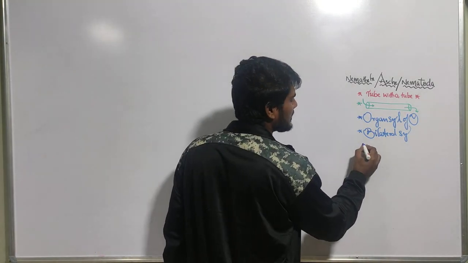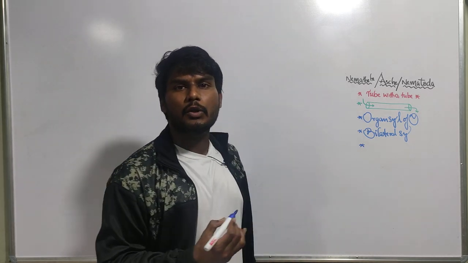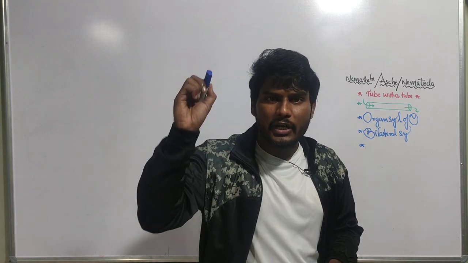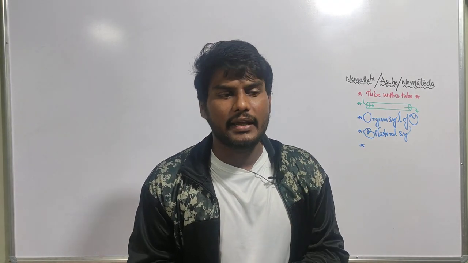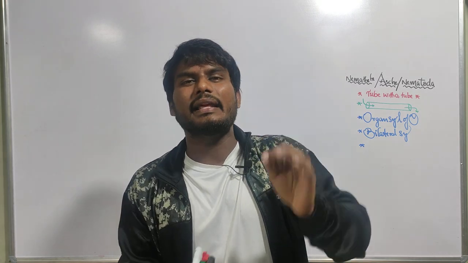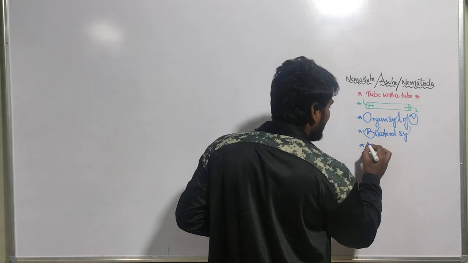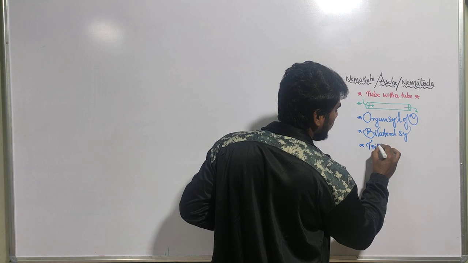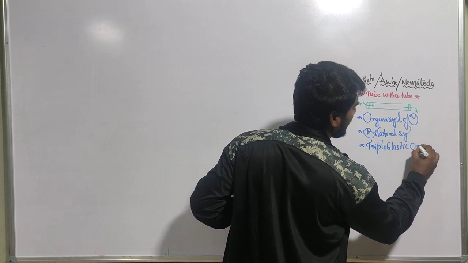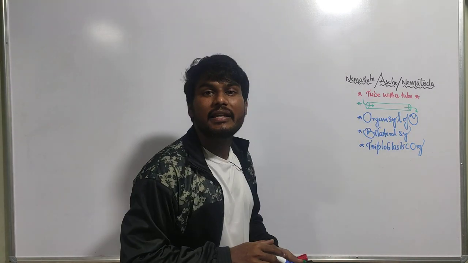After bilateral symmetry, there is one more common point. How many germinal layers are present? When these animals are in the embryonic stage, they have three germinal layers. You might know what the three germinal layers are: outer ectoderm, middle mesoderm, and inner endoderm. If three germinal layers are present, they are triploblastic organisms. All this we completed in the introduction.